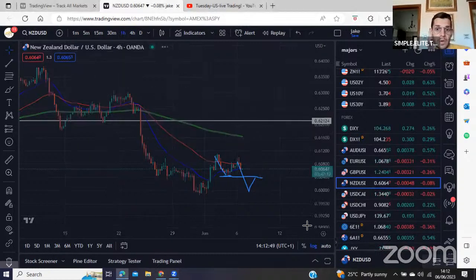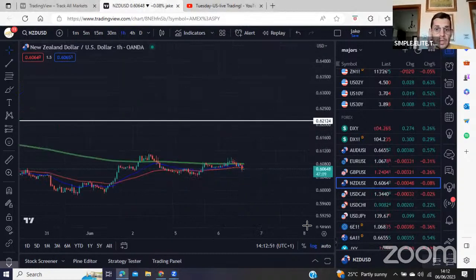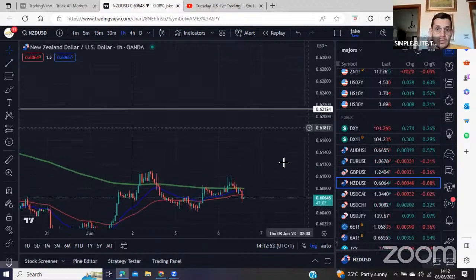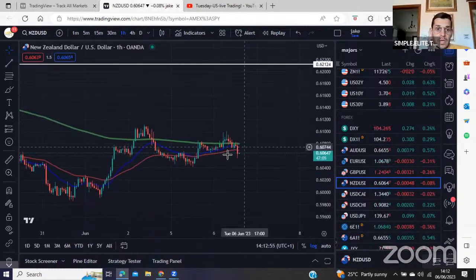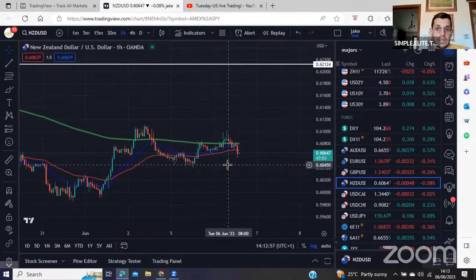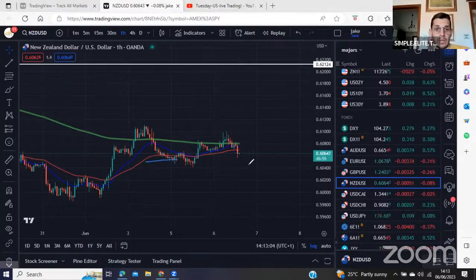Let's drop down to 1 hour. So yeah, I want to see this 60-40 breaking before I consider shorting the dollar, the Kiwi dollar. So I want to see price get lower and stay lower.